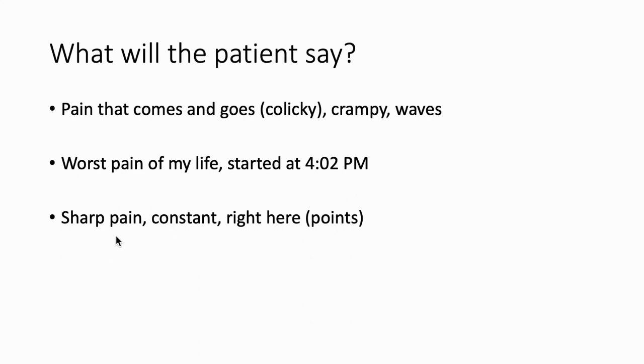And this last one is a sharp pain, and it's constant, and it's right here. And they can usually point with one finger at the spot. That's a good question to ask people. Point with one finger at the pain. And that pain, of course, is well localized, and it is constant. So that's probably inflammation as opposed to intermittent flexing and distension against obstruction. So that is going to be a somatic pain.